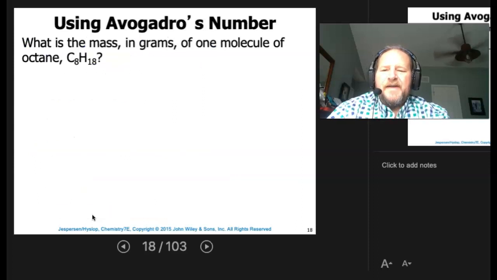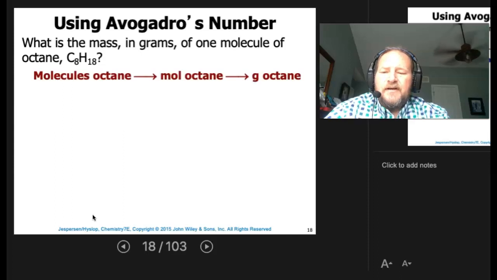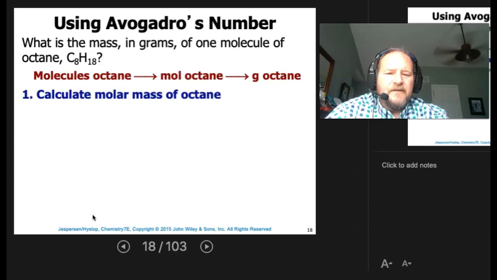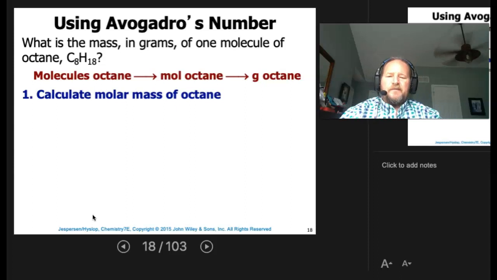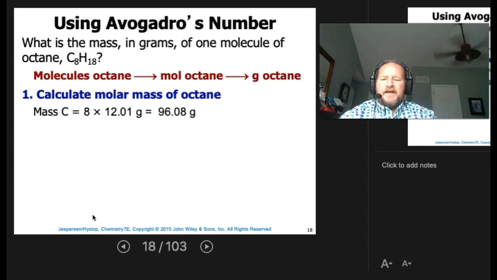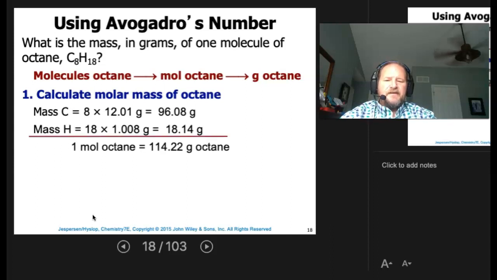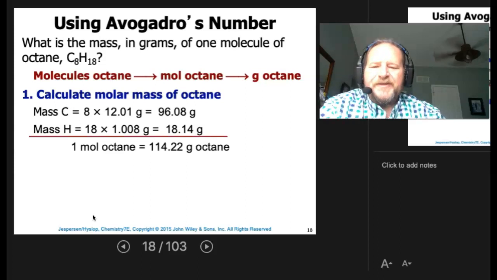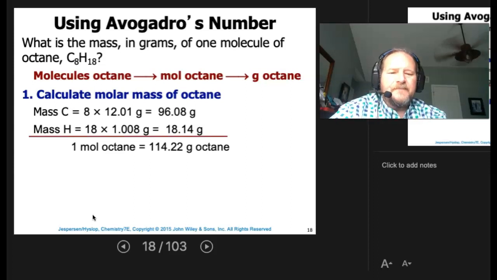All right, so what is the mass in grams of one molecule of octane? So C8H18. So here, we're going to go molecules of octane to moles of octane to grams of octane. So the first thing we'll do is calculate the molar mass of the octane. I have 8 carbons, which is 96.08 grams. I have 18 hydrogens at 18.14 grams. Summing that up, I get 114.22 grams of octane.